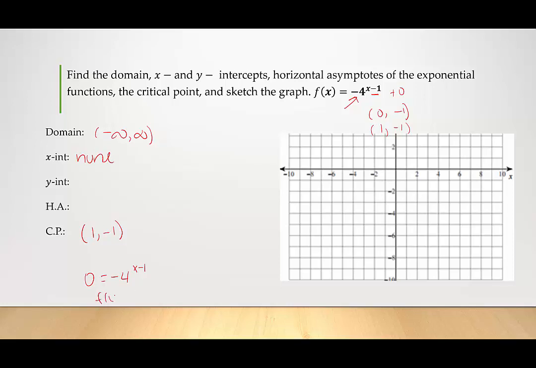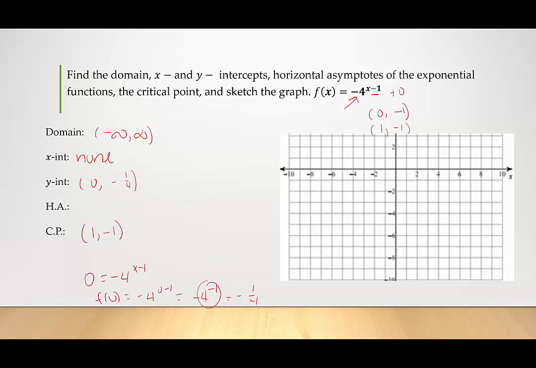So we would say f of 0 is equal to -4 to the 0 minus 1. That would be -4 to the -1. This is the reciprocal of 4. We end up with -1/4. So we do have a y-intercept at (0, -1/4).